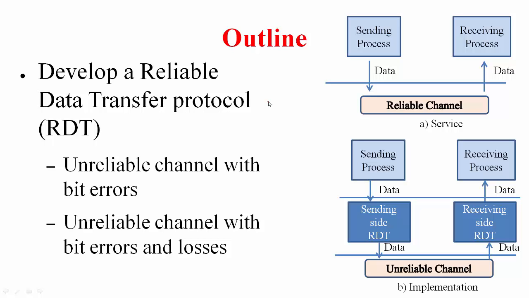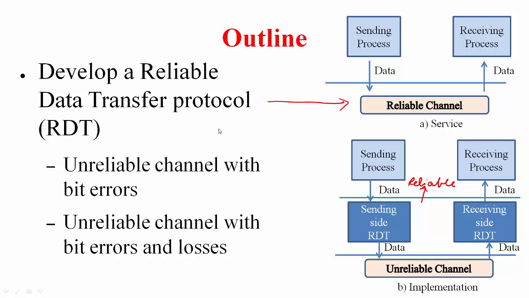This protocol provides a reliable channel service to the higher layers. As far as the higher layers are concerned, they send the data and to them it looks as if they are sending the data over a reliable channel. So they don't have to do anything about it. But in implementation, the data is being handled by this reliable data transfer protocol, which is in turn operating over an unreliable channel, but it is giving an impression of a reliable channel to the higher layer.